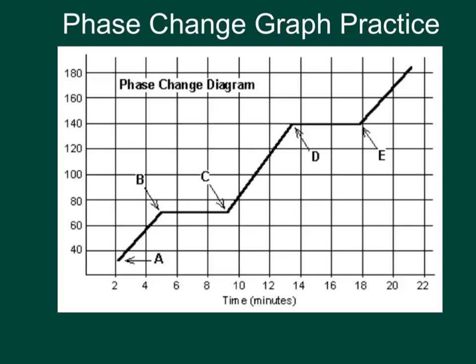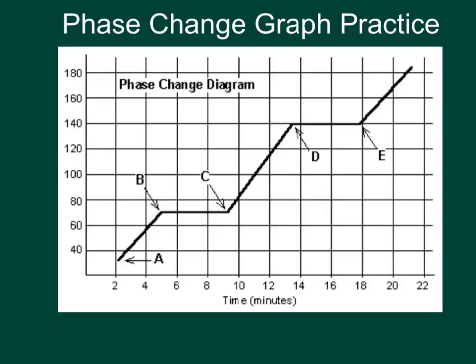Another question that could be asked, at 100 degrees Celsius, what state of matter is this substance in? At 100 degrees Celsius, we see that we're on this part of the graph, which is the liquid state. So at 100 degrees Celsius, this substance is a liquid.